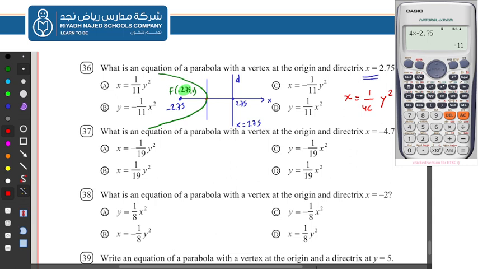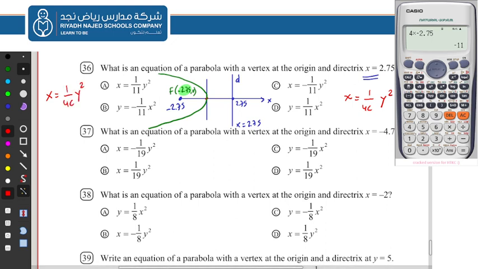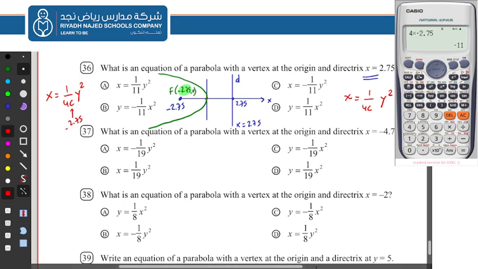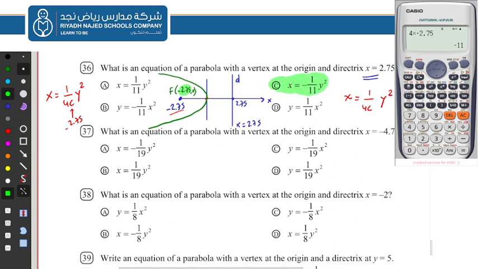Sorry, sometimes the calculator hides my writing. I will repeat the formula here, 1 over 4c y squared, because the parabola is horizontal here, and we said that c is equal to negative 2.75. We found that 4 times negative 2.75 is negative 11, so the result is negative 1 over 11. X equals negative 1 over 11, which is answer C. Answer C.